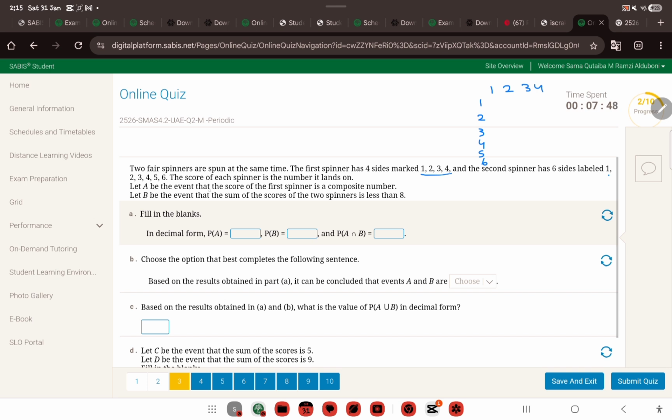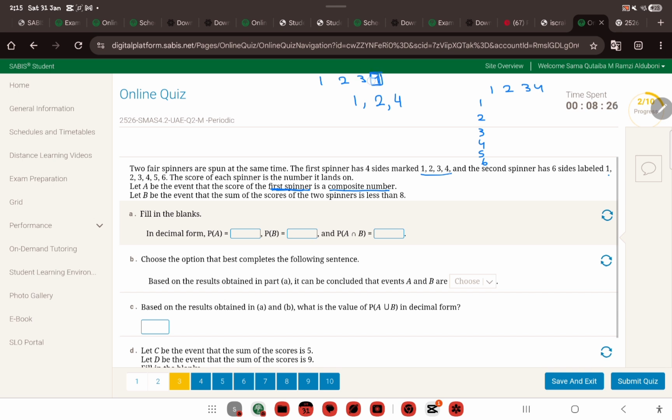Let A be the event that the score of the first spinner, alone without the second one, is a composite number. A composite number is a number that's not a prime number, so it can be multiplied by two numbers different from 1 and the number itself. In the first spinner we have 1, 2, 3, and 4. The only composite number is 4, which can be 1 and 4, and 2 and 2. We can do 2 times 2 to get 4, so it's a composite number.